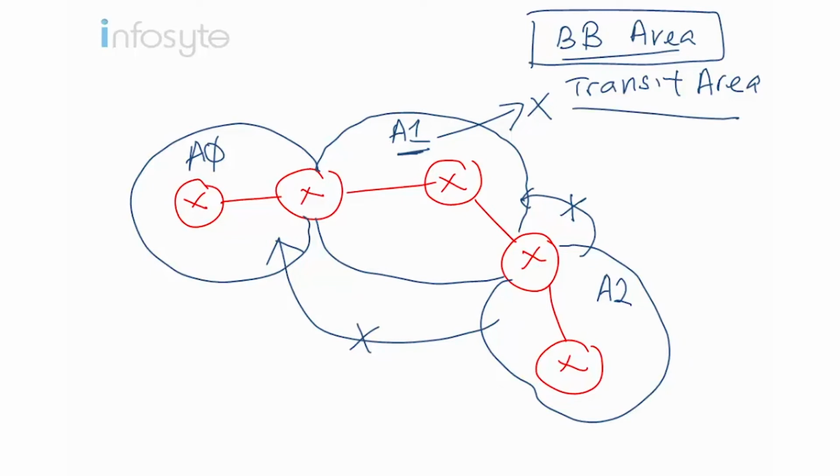So in this case, what we can do, let's say you have area 0 on the left, area 1 in the middle, and area 2 on the right. Let's say you want to allow area 2 to talk to area 0. In this case, you have to do it like this.